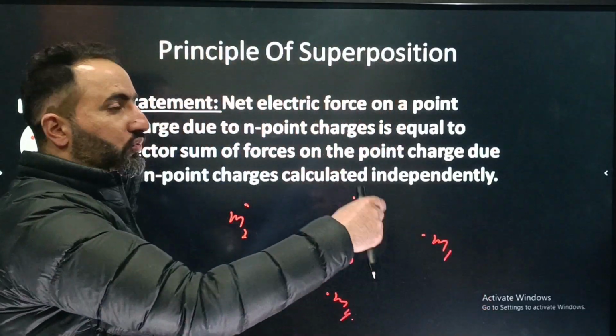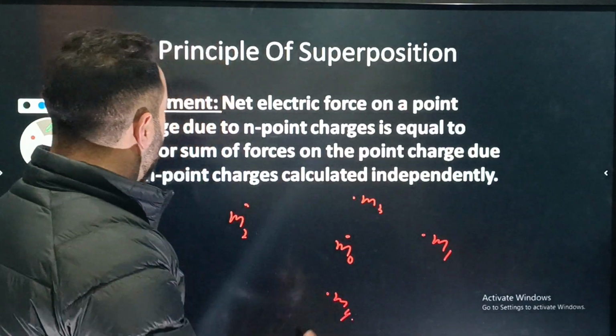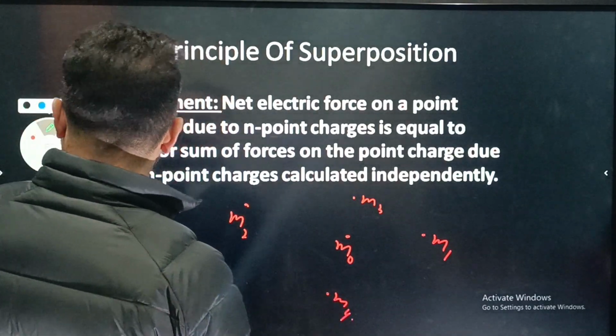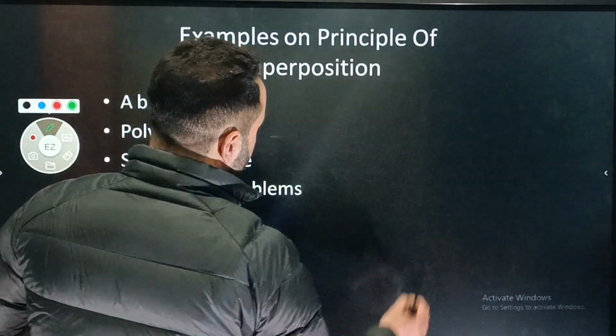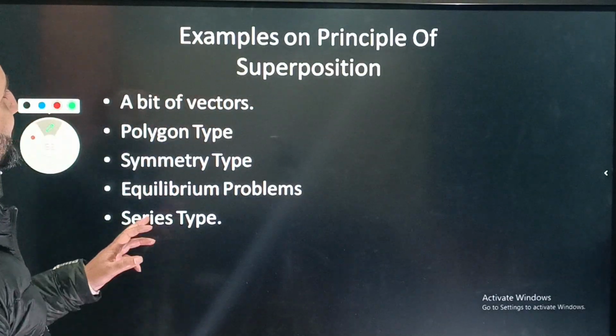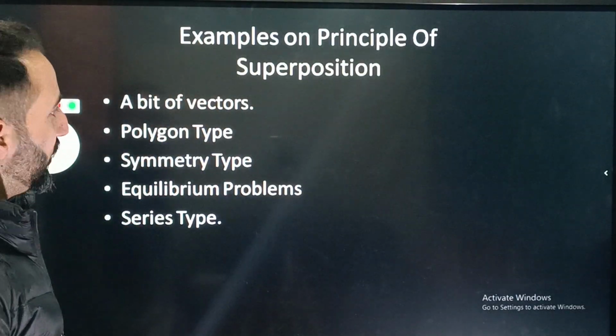So I am going to quickly switch to the problems. ठीक है ना बेटा? Okay, so next. So next it is like this. यहाँ ध्यान दीजिए बेटा. Next it is like this. So, examples on the principle of superposition. ठीक है ना बेटा? Okay.